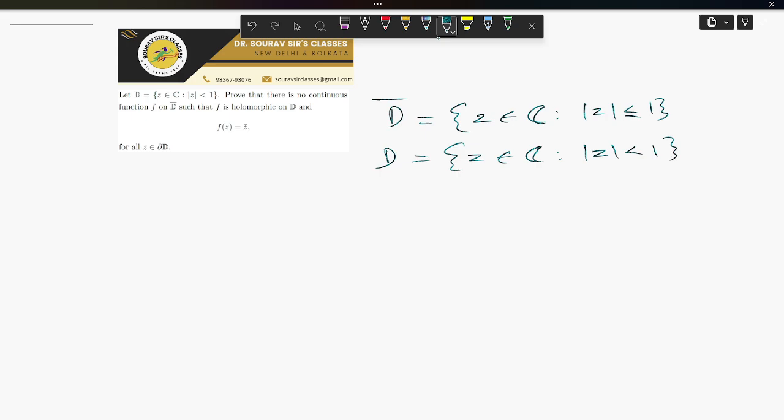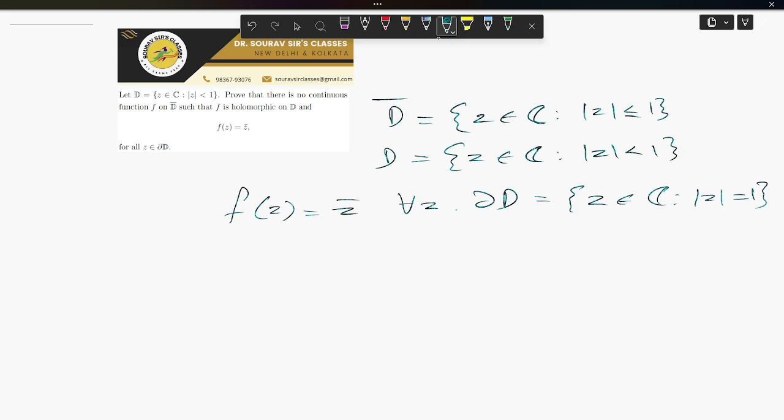To prove that there is no continuous function f on the closed unit disk, that is z belongs to C and mod z less than or equal to 1, that is holomorphic on the open unit disk D equals z belongs to C, mod z less than 1, and satisfies f of z equals z bar for all z on the boundary, which is del D, that is z belongs to C, mod z equals 1, we want to proceed via contradiction. So assume such a function exists.